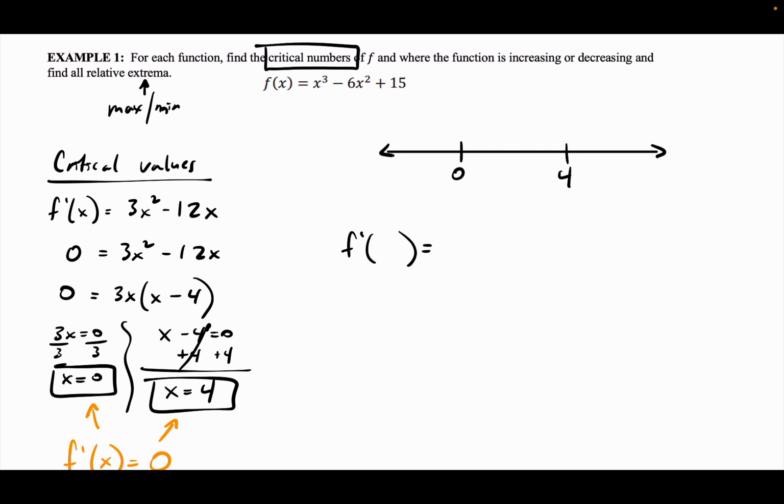So if I want to figure out before 0, left of 0, less than 0, I'm going to pick a number. -1, -2, -10, -100, -1,000,000, whichever number you want that's less than 0. I suggest using nice numbers. I wouldn't use -996,000, I wouldn't use that number. Use a nice number, -1.